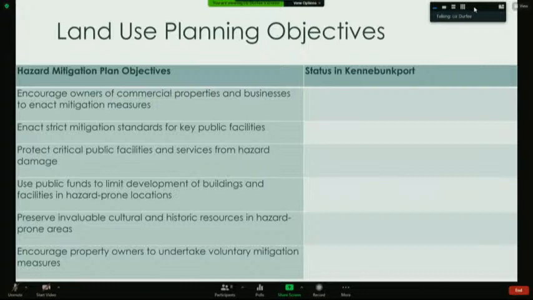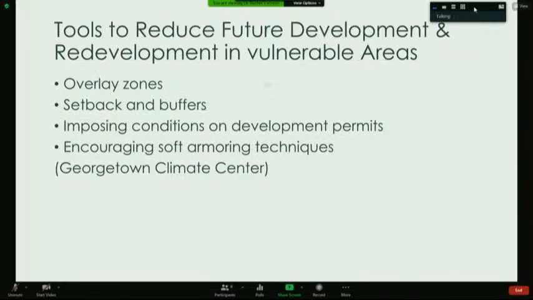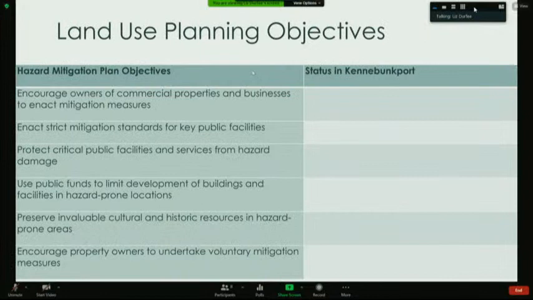You have overlay zones, setbacks and buffers, and conditions on development permits, which you're doing. And then one item we haven't talked about as much is encouraging soft armoring techniques instead of building up hardened shorelines, like walls, for example, to mitigate sea level rise impacts. So I just called out a couple of those. And I think that is my last slide. Does anyone have any questions before I stop the screen share? Anything to go back to?